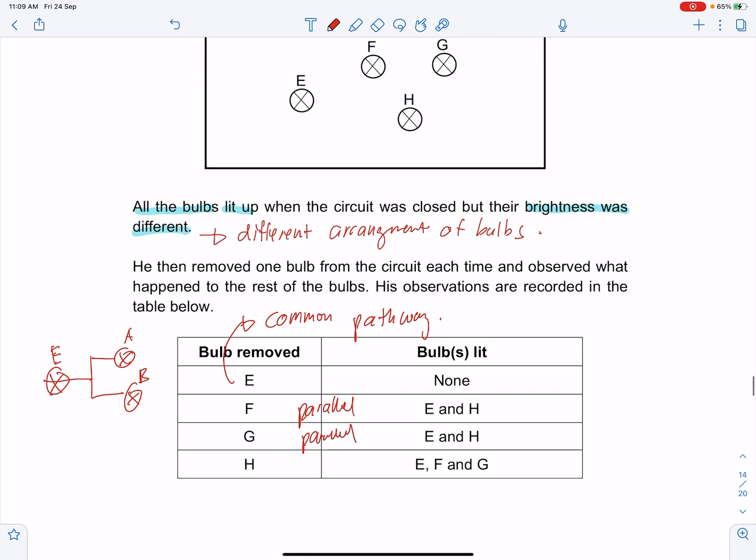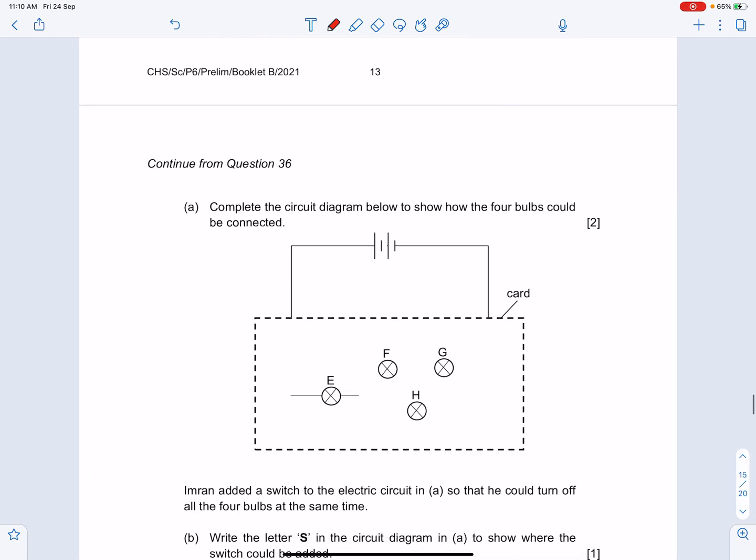Then after that, when H is removed, E, F, G is not affected. So this must also be in parallel. It doesn't affect, correct? So let's take a look.